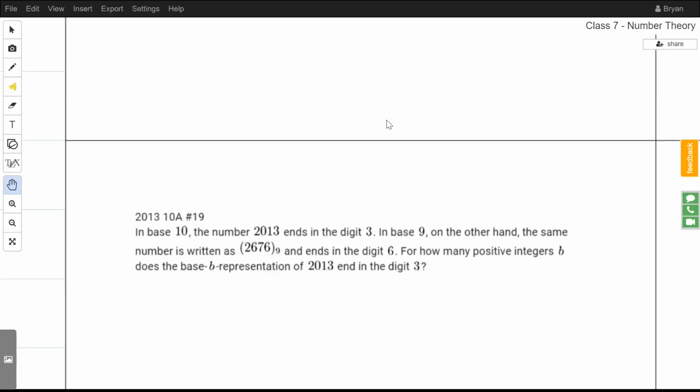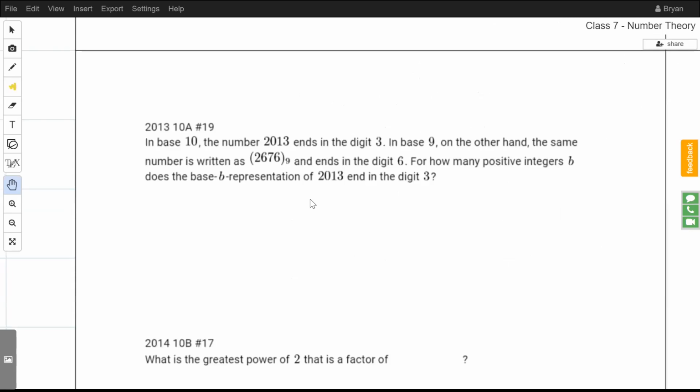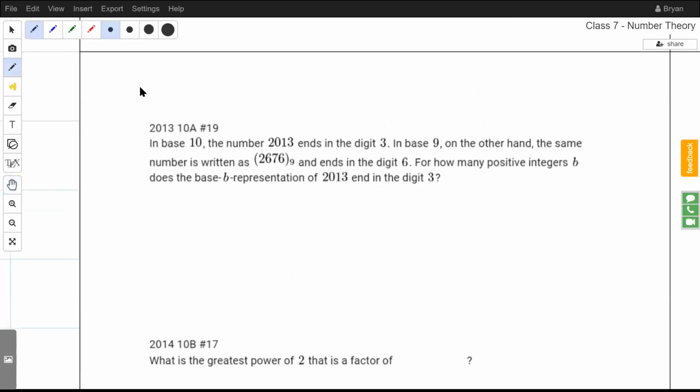Moving on. So this is a base problem, and this really just tests if you know what a base is. The number 2013 is ending in a digit 3, and then base 9 is this thingy. This is just an example; it's really not relevant. So basically, we're asked how many positive integers b are there, so that the base b representation of 2013 ends in the digit 3.